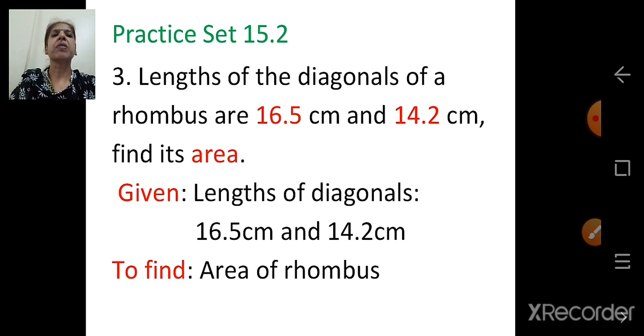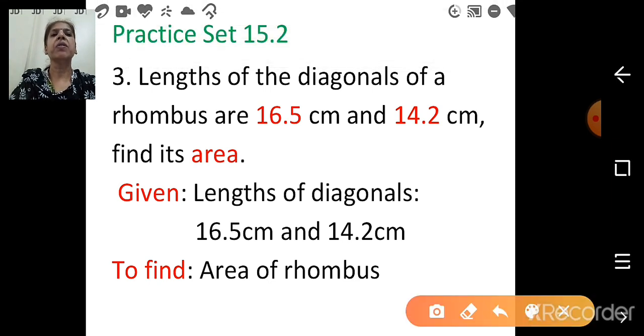Lengths of the diagonals of a rhombus are 16.5 cm and 14.2 cm. Find its area. So what we have to do here? We have to first write given. What is given here? Length of diagonals. And what is the length of the diagonals? 16.5 cm and 14.2 centimeters. So first we will write given lengths of diagonals 16.5 centimeter and 14.2 centimeter. Now to find, what we have to find here? We have to find here area of rhombus.